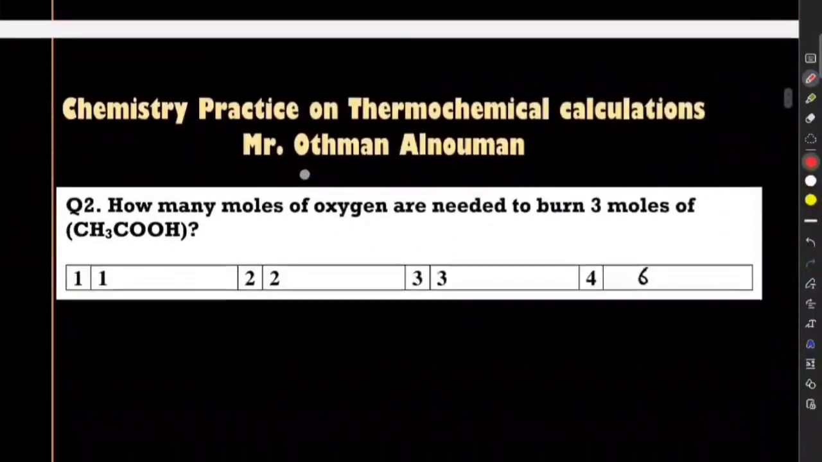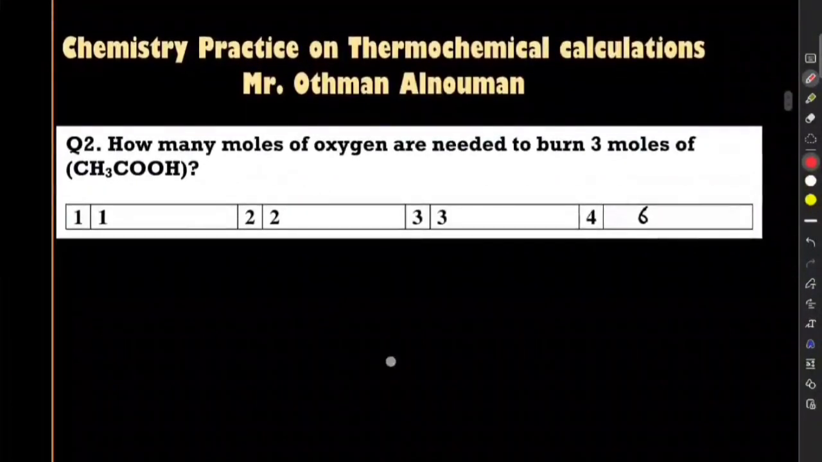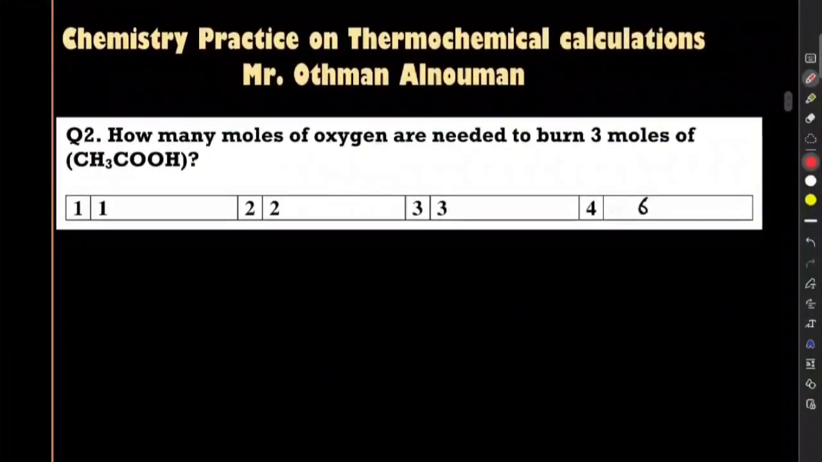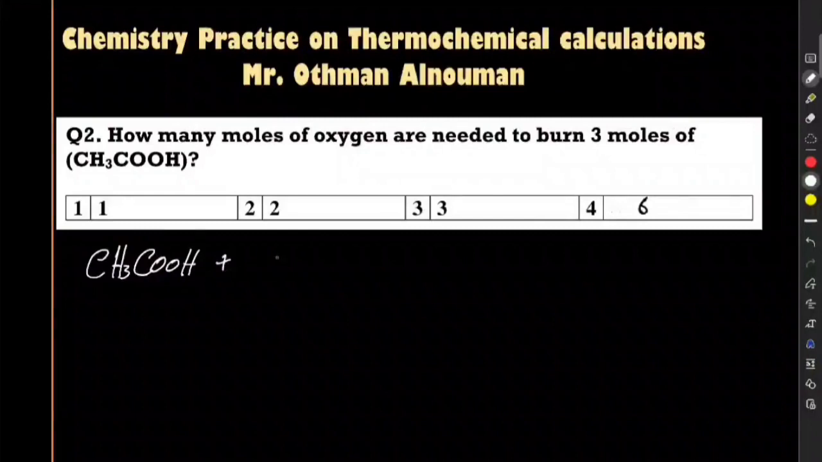Let's look at another question here. How many moles of oxygen are needed to burn 3 moles of acetic acid? Let's balance the equation here. Acetic acid, which is CH3COOH, plus oxygen, will give us carbon dioxide and water.